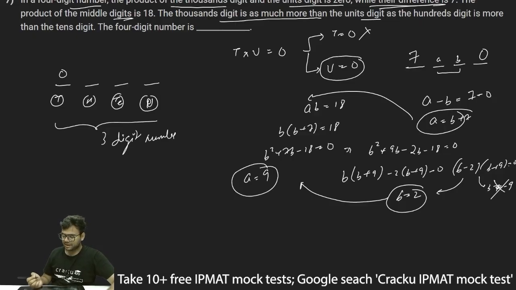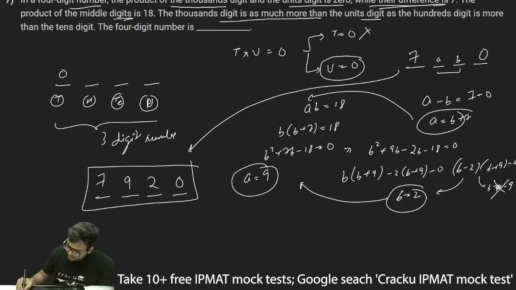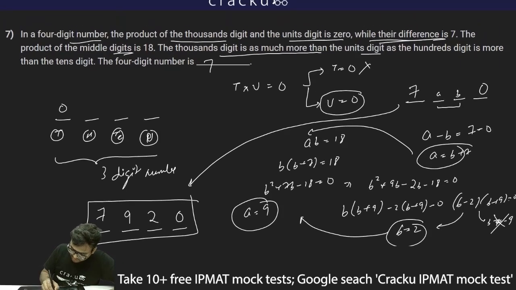So a will be 9, b will be 2, and thus my final ultimate number will become 7, 0, and a is 9. So 7, 9 and b is 2. So the final number will be 7920, and therefore the 4-digit number is 7920.